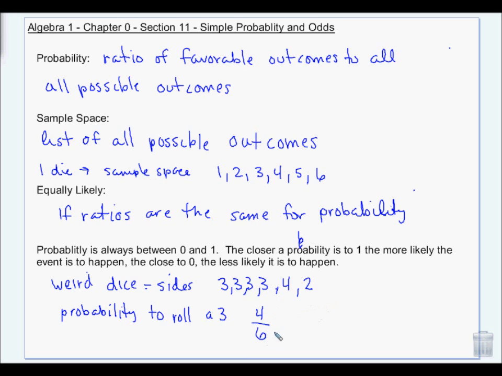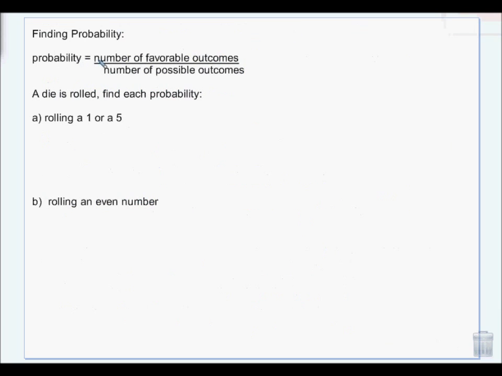That's close to 1, because 1 would be 6 over 6, right? So your probability of rolling a 3 on this is more likely to happen than, say, rolling a 4 or a 2, because to roll a 4, you'd have 1 four over 6 sides. So that's only 1/6. So that's less likely to happen. Does that make sense?